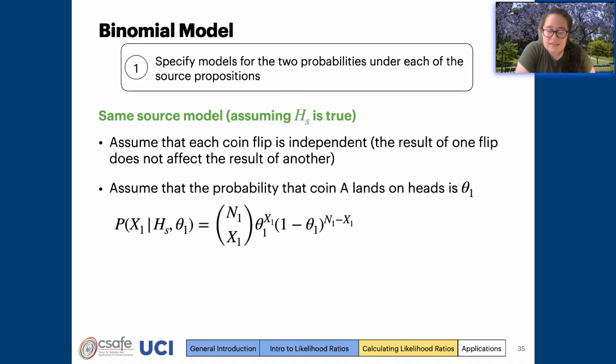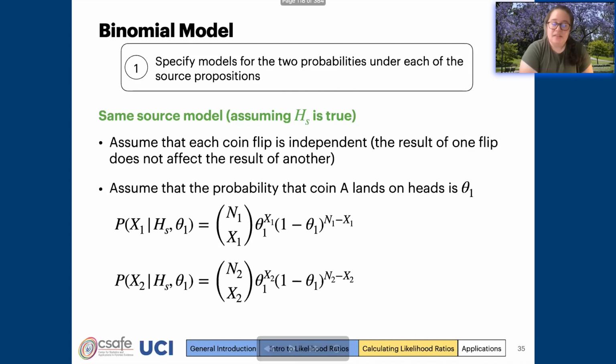And so this is the binomial likelihood. This is for the situation that we've laid out in these first 2 bullet points. So we have N1 flips. We can see that in the likelihood here. We get X1 heads, and then we have the probability of landing on heads raised to the number of heads, and then the opposite for landing on tails. And we have the exact same thing for the other set of flips. So this is just the exact same likelihood that we have above. And notice that because we're saying that the same source proposition is true, these X2 heads were generated also by the same probability from coin A, theta 1. And again, these are just simple binomial likelihoods.